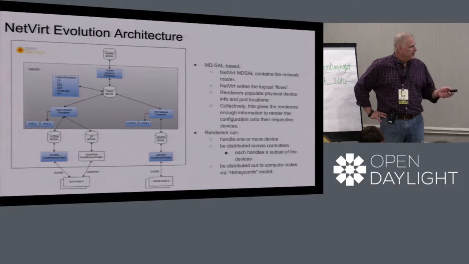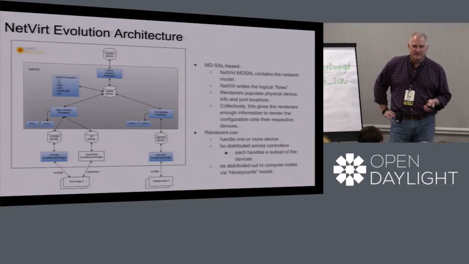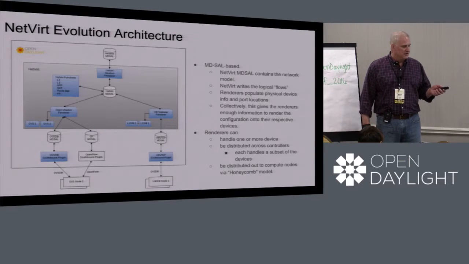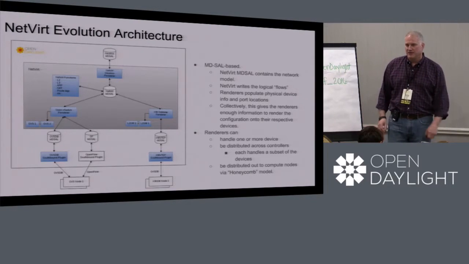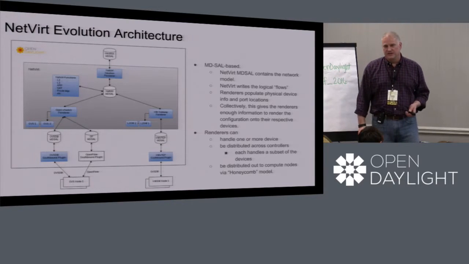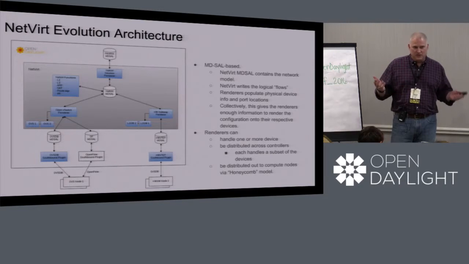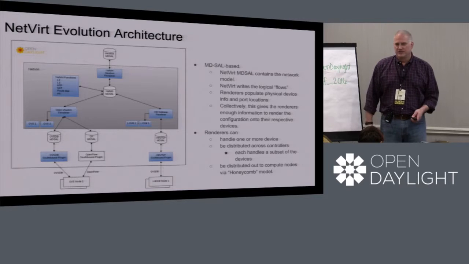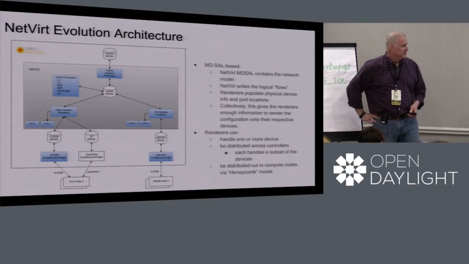The thought is that each renderer type can handle one or more devices. Because we're based on this MDSAL model within a cluster, you can have renderers on different nodes in the cluster. Each of them may be handling some subset of the devices. So let's say if you have 3 controllers, you could have each OVS renderer on the node handle a third of the devices to distribute the load.